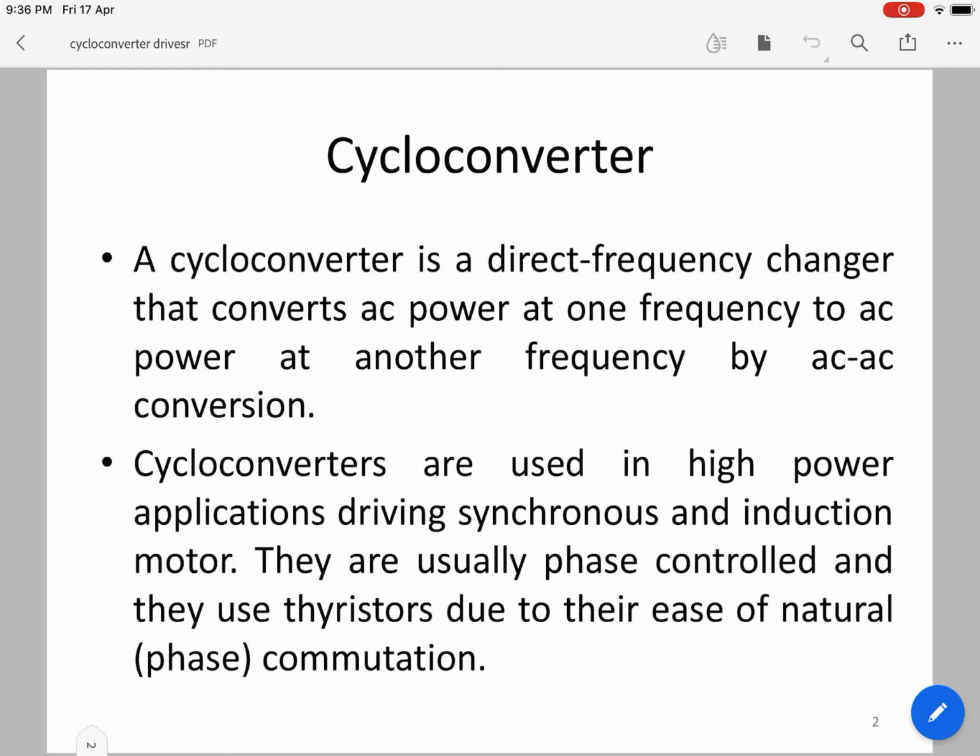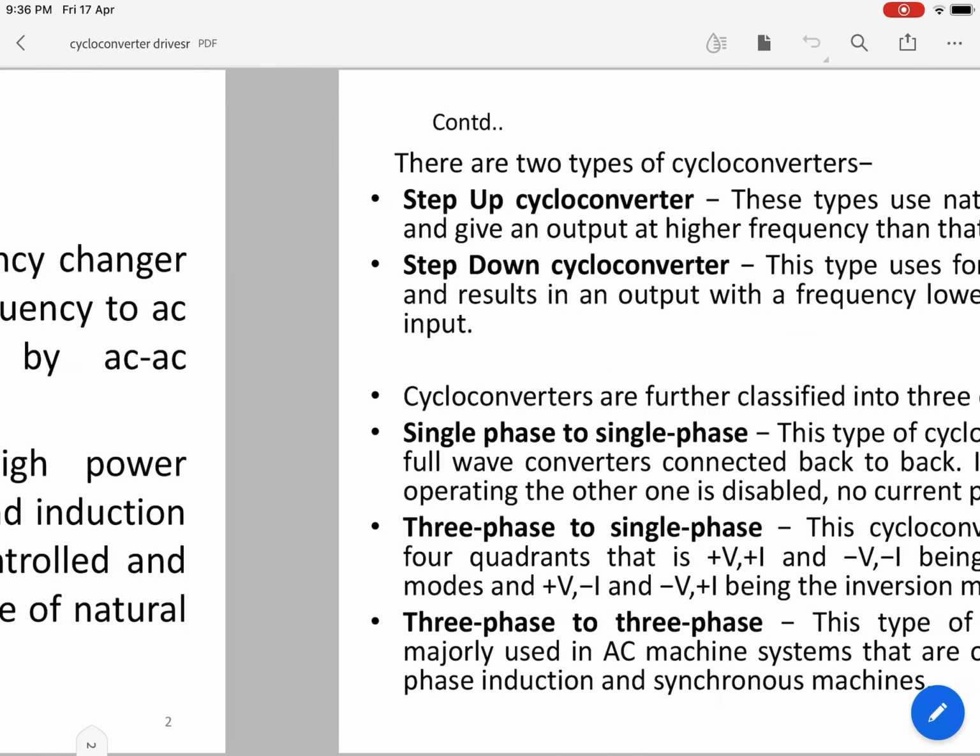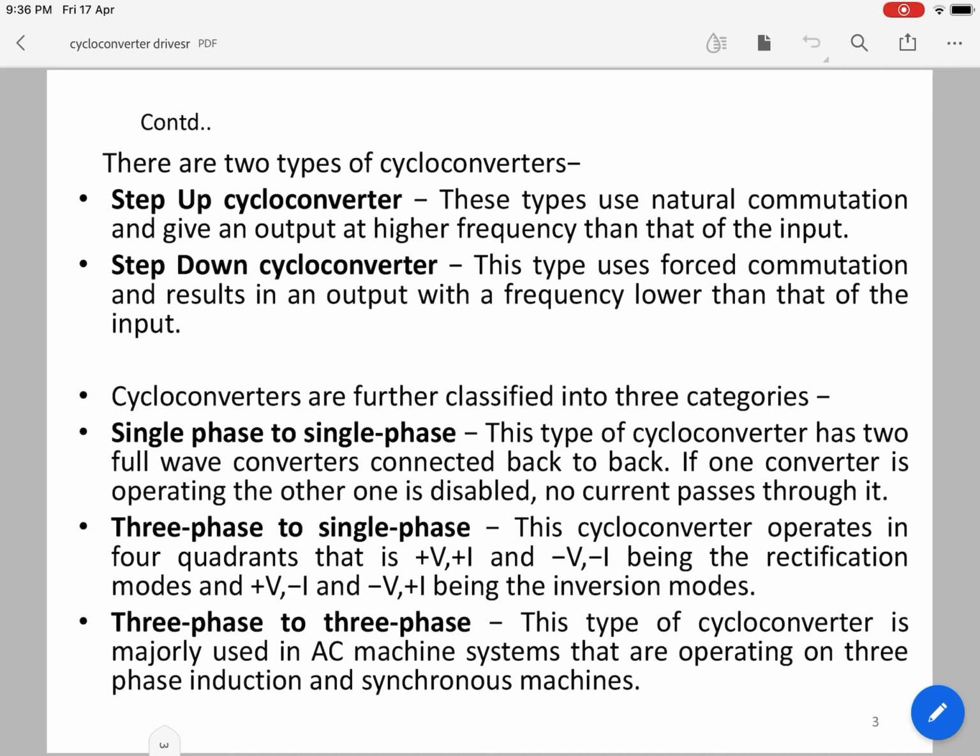They are used in high power applications which use synchronous and induction motors, and they are usually phase controlled because they are built up by thyristors, which can be easily turned off using natural or phase commutation. There are two types of cycloconverters, step up and step down. In step up, as the name implies, the output frequency is higher than the input frequency, and in step down cycloconverter the output frequency is lower than that of the input.